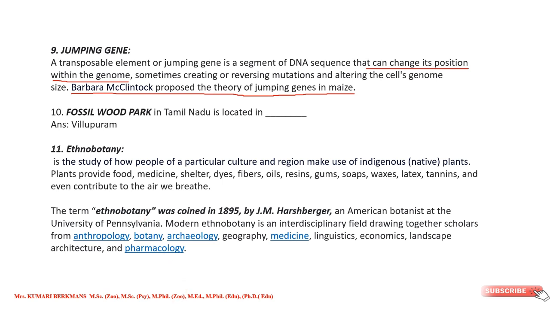This term ethnobotany was coined in 1895 by J.M. Harshberger. Keep in mind, this name is very important. This will be asked in TNPSC. It has already been asked also, in one of the papers. So keep this in mind. Ethnobotany was coined in which year? 1895 by J.M. Harshberger. He is an American botanist at the University of Pennsylvania.